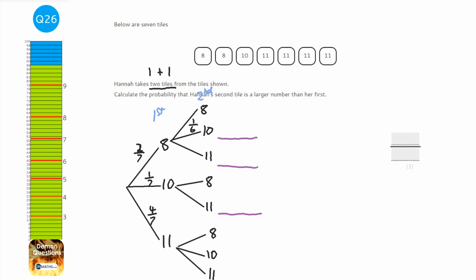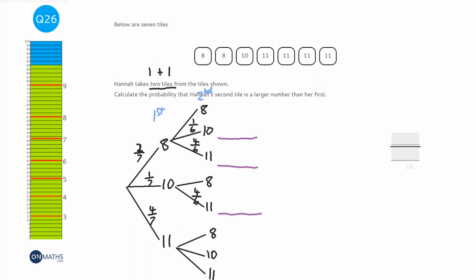And I'm only going to be working out the fractions of the ones I'm interested in. So 8 and then 11. So if you picked an 8, there's still 4 11s left, but there's only 6 tiles. And finally, if you pick a 10, then there are 4 11s still, and there's 6 in total. Now, we work out the probabilities by multiplying the lines we went down.